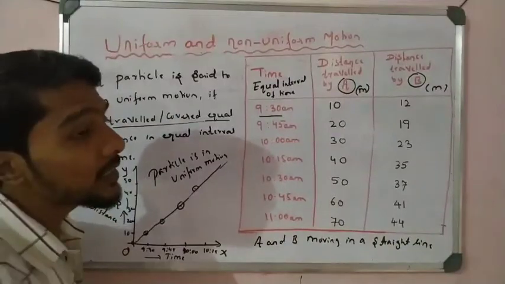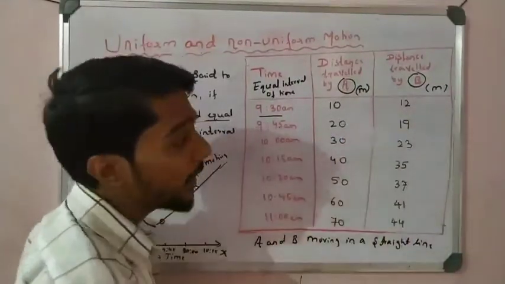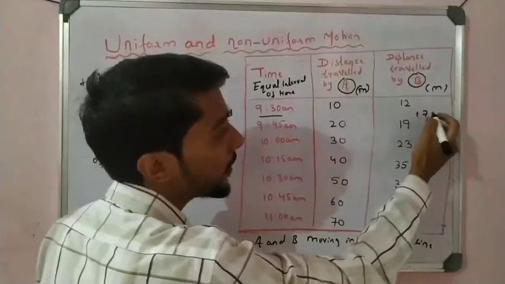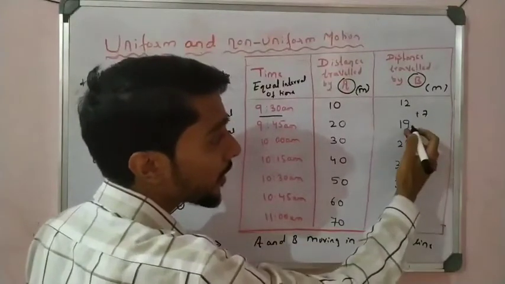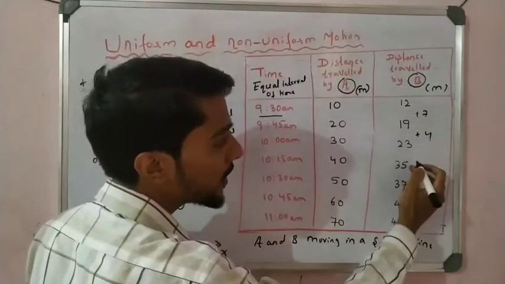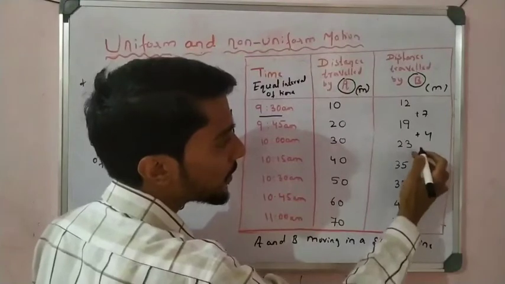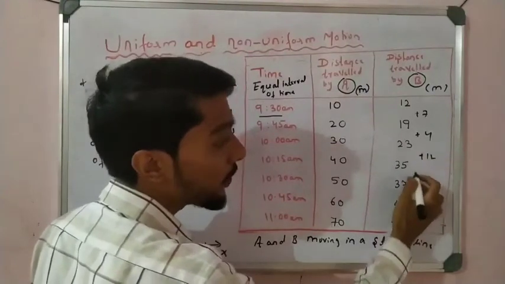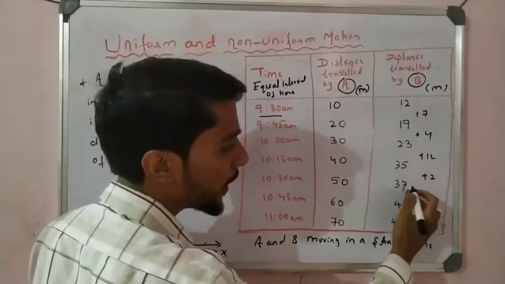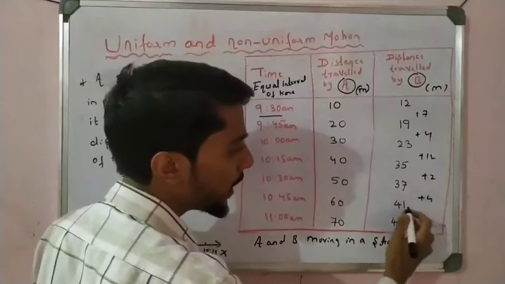Unequal. See here, the distance is unequal. First 12 meters, and then how much is it? Plus 7. And here? Plus 4. Here how much is it? 7, and it is plus 12. How much is the difference? It is 2 plus 2. Here how much? It is plus 4. And here? Plus 2.